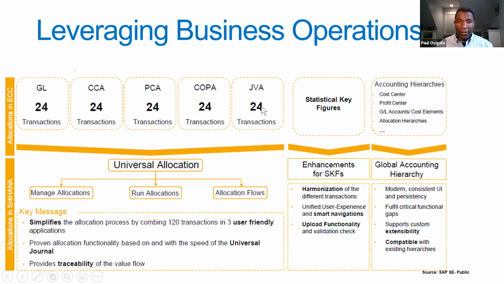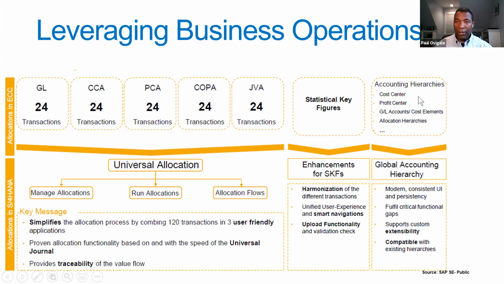Something else connected to this, apart from the allocations, there's also a new app, I think that came out in 1809, I believe, for statistical key figures. Now, why is that connected? Because statistical key figures are tracing factors. It's an allocation factor you can use, like head count or number of employees. And so that has been enhanced as well. So it's not exactly the universal allocation, but you can use this app and even branch this app from universal allocation.